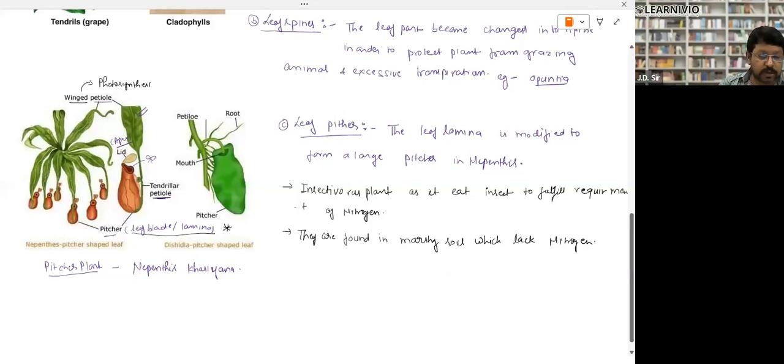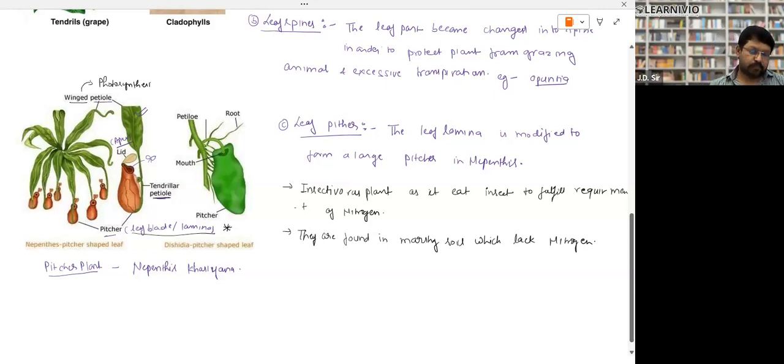This is the question, right? And then the pot leaf. So the insect comes over here. When the insect goes inside, the plant shuts its lid, and inside there is a liquid with enzymes, and they digest the insect with the help of that enzyme. So please note it down.